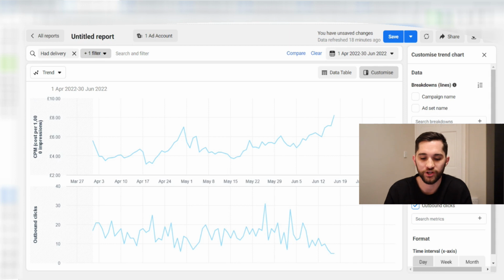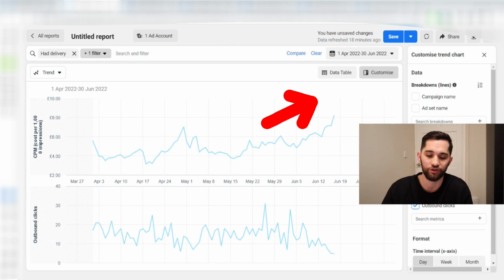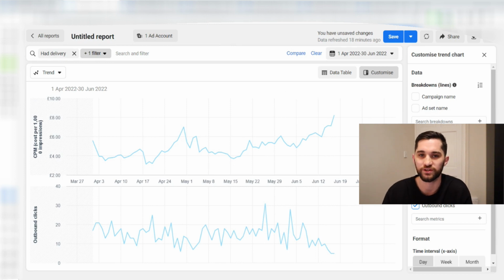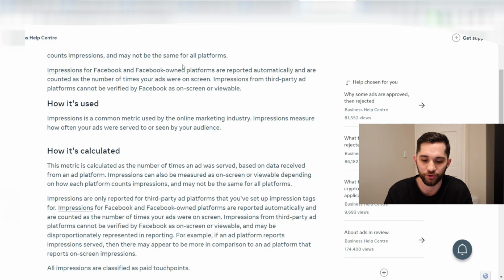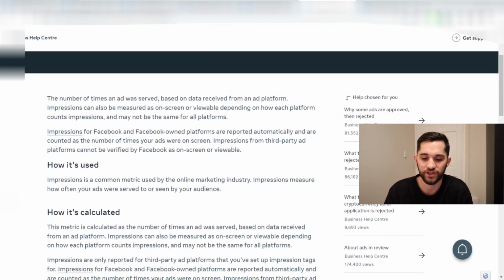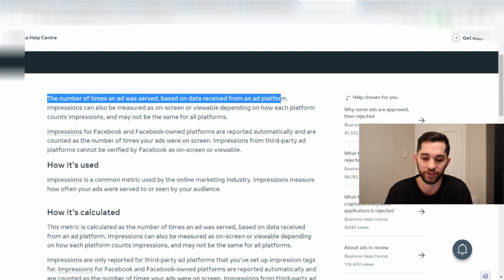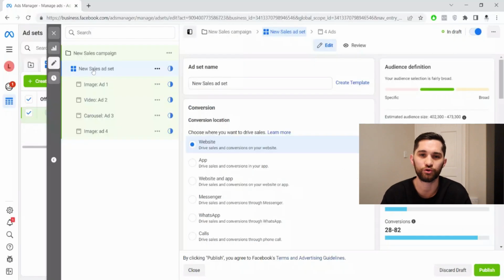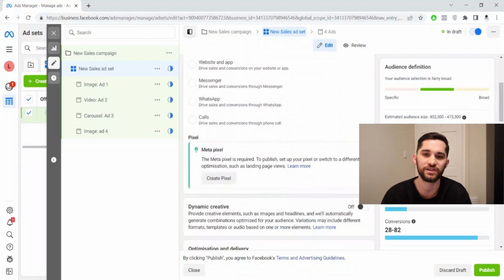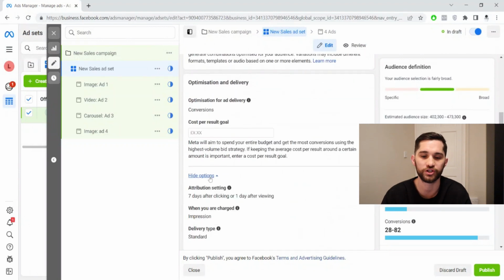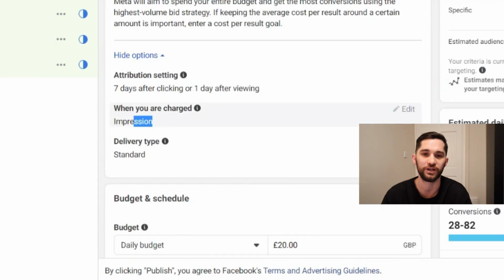So as you can see from this graph, very obviously in the same time frame as we were looking at previously, towards the end of its life, the campaign's CPMs, cost per 1,000 impressions, start to increase. So the reason that this is quite revealing, just if we quickly look at the Facebook definition for impressions. So this is the number of times an ad was served based on data received from our ad platform in a nutshell. So you might have noticed when you're creating Facebook ads that in the ad set section under when you're charged, 99% of the time it will say impressions.